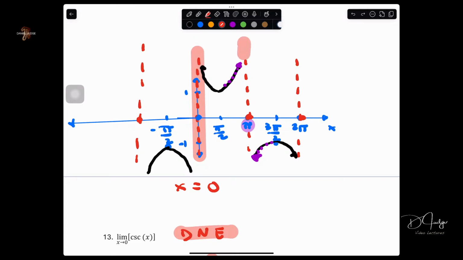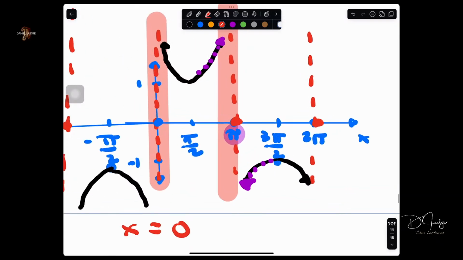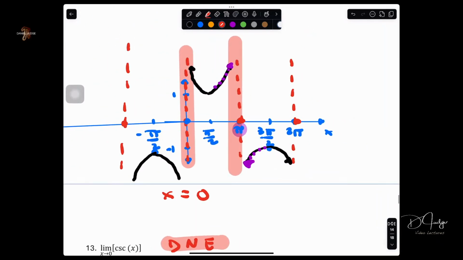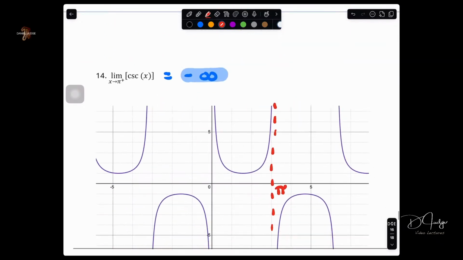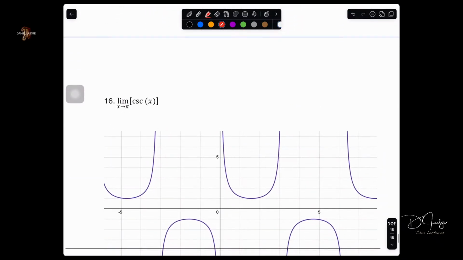We're looking at this vertical asymptote. So we're actually looking at both vertical asymptotes here. Well, because, again, both left-handed limit and right-handed limit are both different. We could just say that that limit for number 16 simply does not exist.